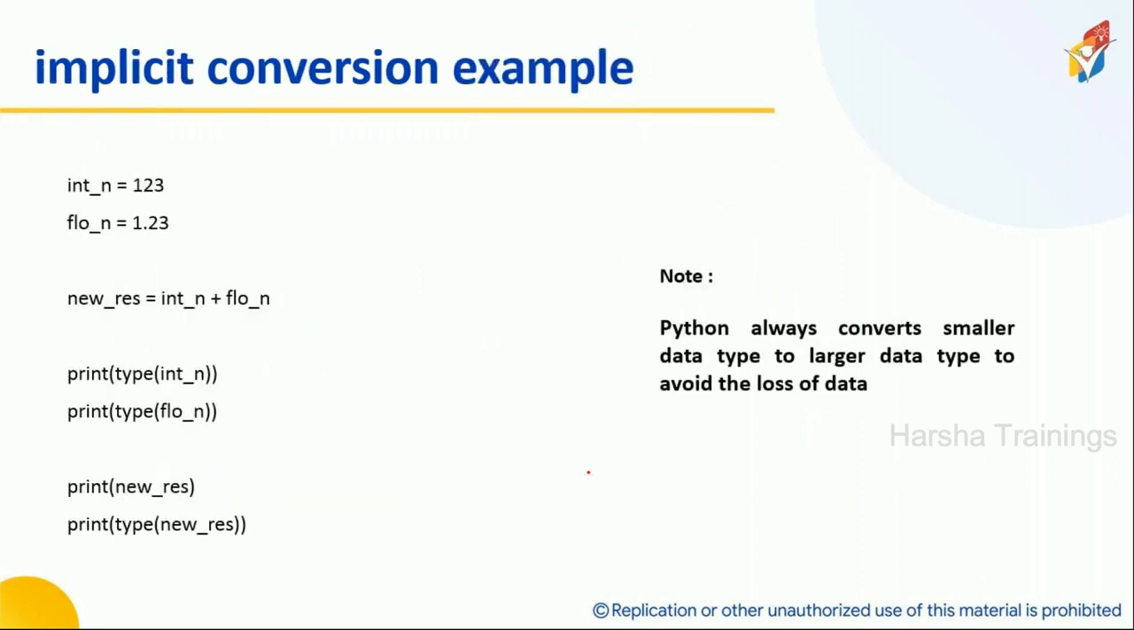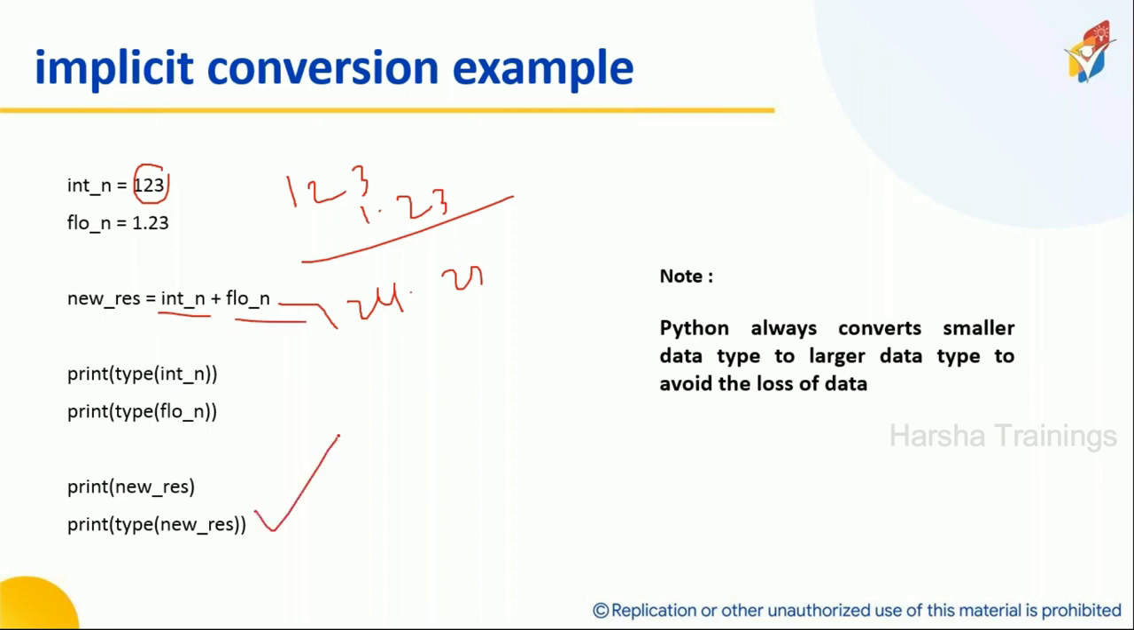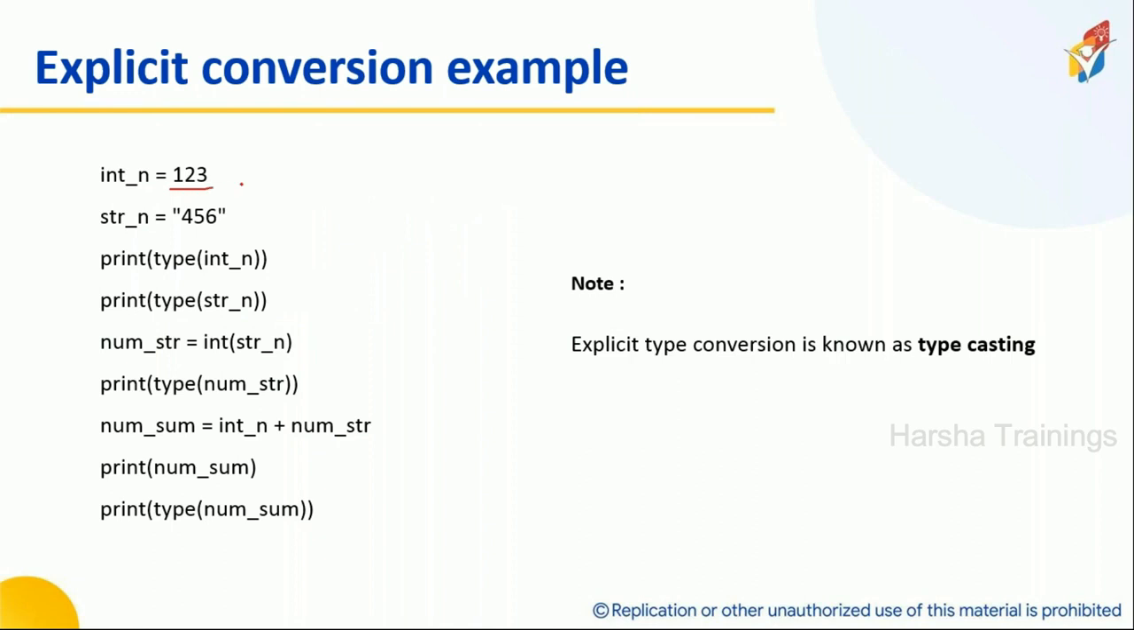Now let me discuss a simple example. Now I have taken integer 123 and float 1.23. If I add them, what will happen? I will get 124.23. Look at here. I can add integer and float. Then in this example, let us take an integer 123 and a string 456. I cannot add an integer and a string. It is an error. So what I am doing, I am converting the string to integer by using the int function. Then the string has been converted to integer. Is it okay?